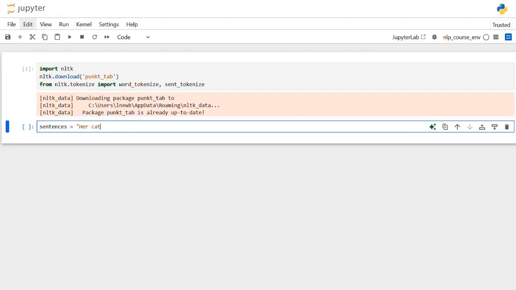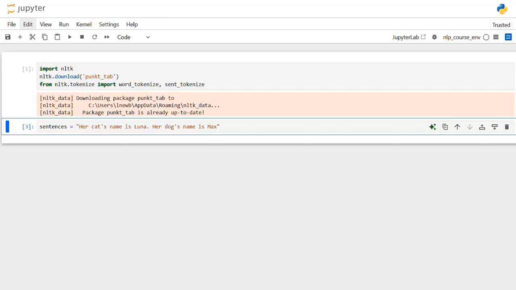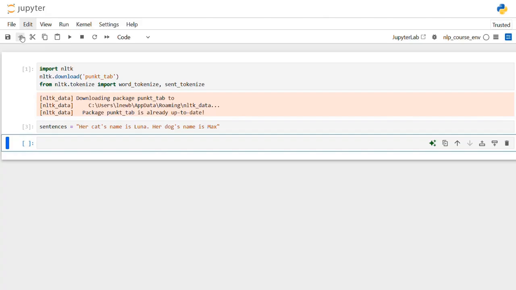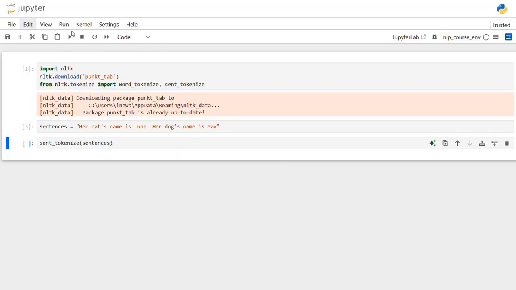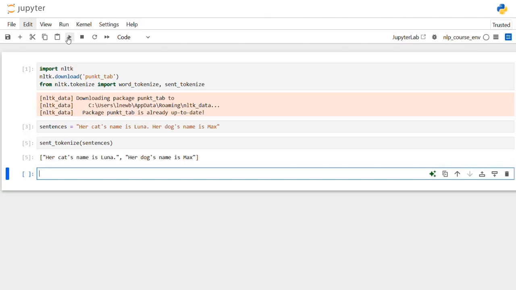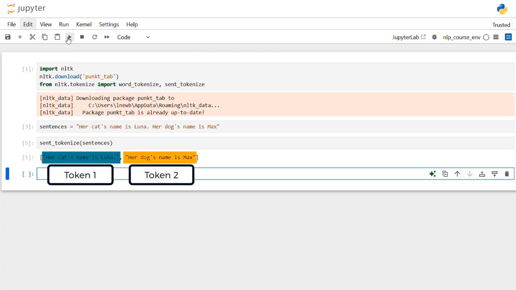Her cat's name is Luna, and her dog's name is Max. We then use the sent_tokenize function and place the sentences variable inside the parentheses to split this string into individual sentences. Let's execute. The output shows the text broken into two parts. The first sentence is "Her cat's name is Luna," and the second is "Her dog's name is Max."